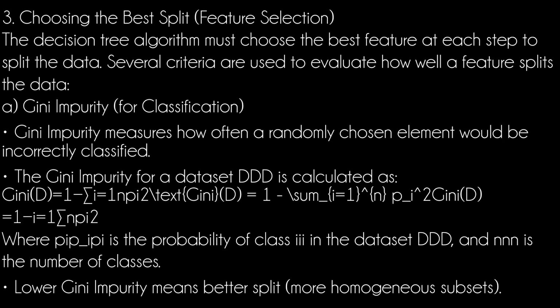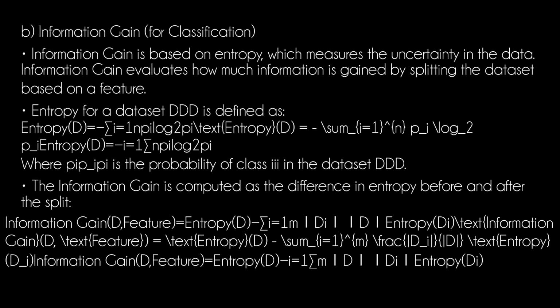Choosing the best split. The decision tree algorithm must choose the best feature at each step to split the data. Several criteria are used to evaluate how well a feature splits the data. Gini impurity. Gini impurity measures how often a randomly chosen element would be incorrectly classified. Lower Gini impurity means a better split.